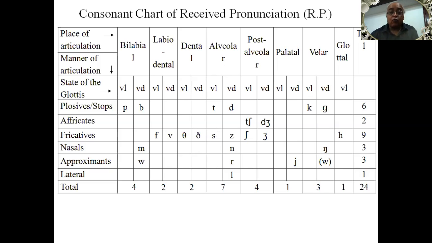S is a voiceless sound. By now, I think you are clear what a voiceless and a voiced sound is. Voiceless, where the vocal cords are held apart from each other, the air passes through, there is no vibration, so that is a voiceless sound. So that is the state of the glottis: voiceless.